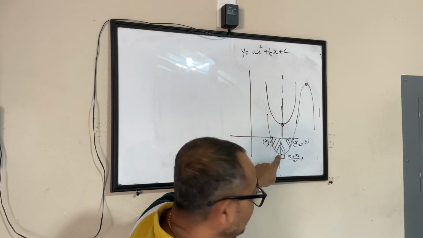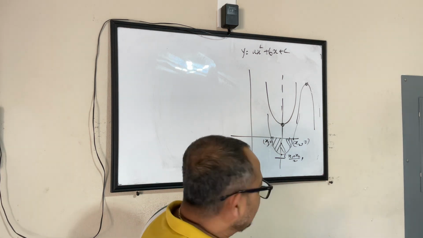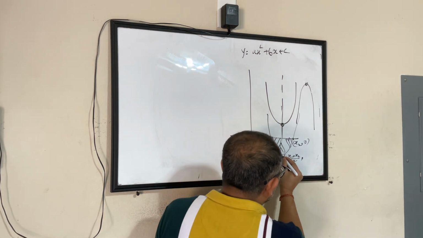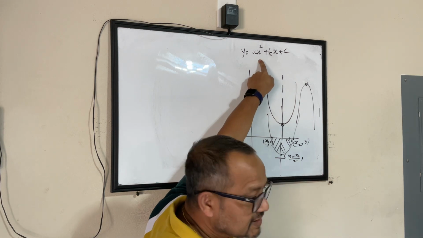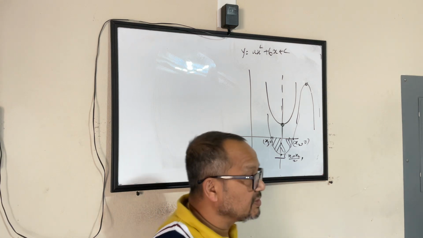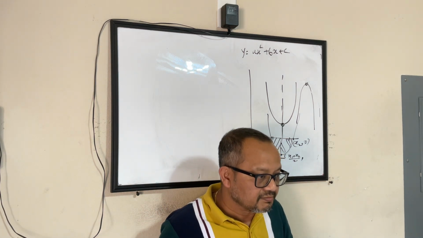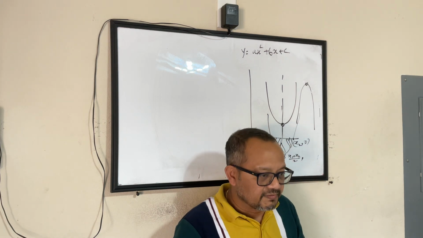The y value will be a negative value, which we'll have to determine. So this point is falling on this one. Once you find out the x value, you substitute it in this equation and you'll find the corresponding y value. So this is how you can determine the x and y coordinates of the vertex of a given parabola.